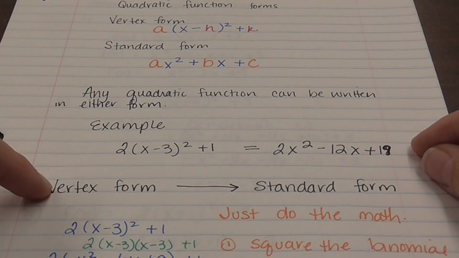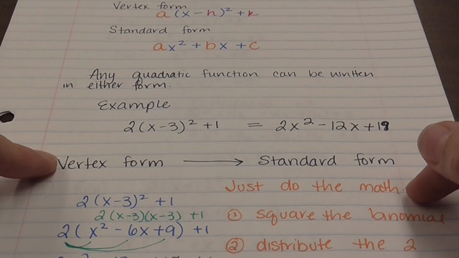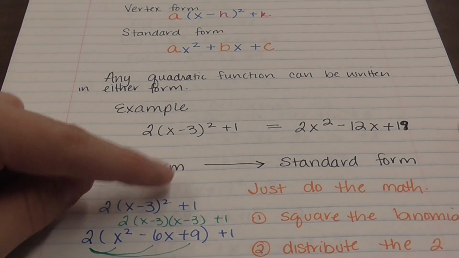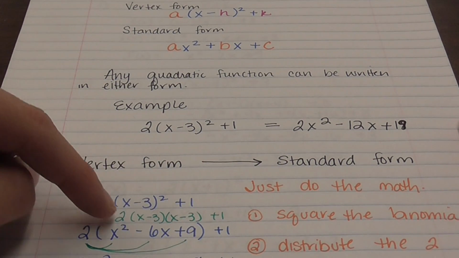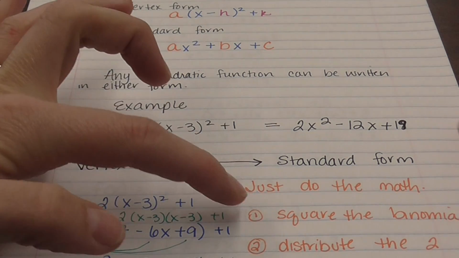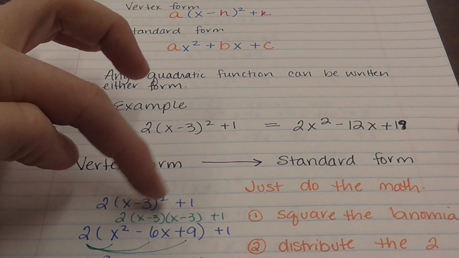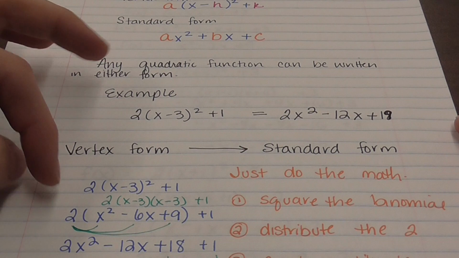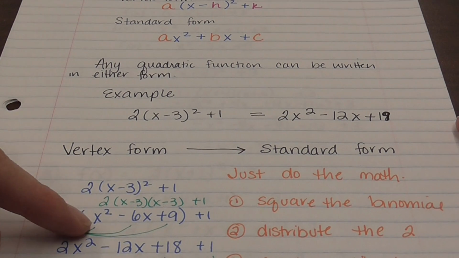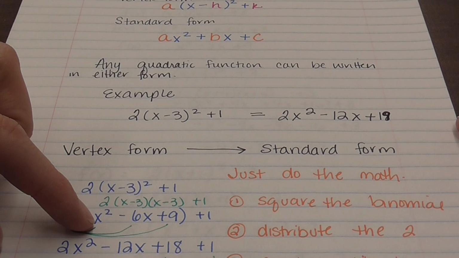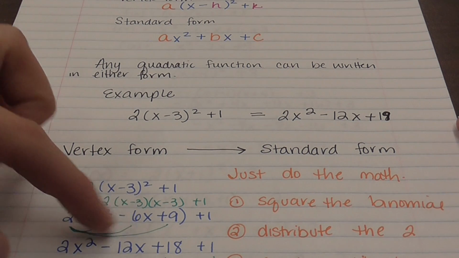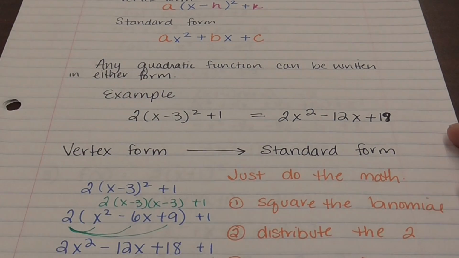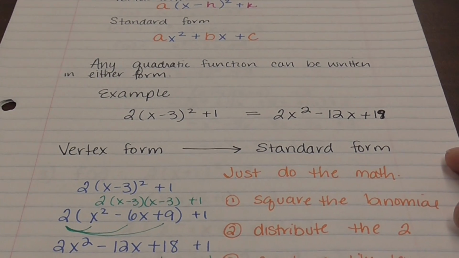Changing an equation from vertex form to standard form, all you have to do is just do the math. What that means is you've got 2 times (x minus 3) squared plus 1. The first thing I'm going to do is the squaring. So I'm going to ignore the fact that 2 is there, I'm going to ignore the plus 1, and I'm just going to square x minus 3 times x minus 3. Once I'm done squaring the binomial, then I'm going to distribute the 2 into that new trinomial. So I'm going to multiply 2 times x squared, I'm going to multiply 2 times negative 6x, and I'm going to multiply 2 by positive 9. The plus 1 at the end is just hanging on for right now. We're not doing anything with it.